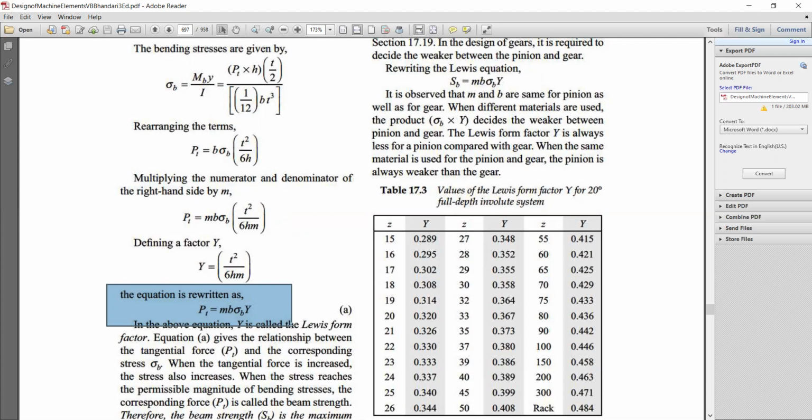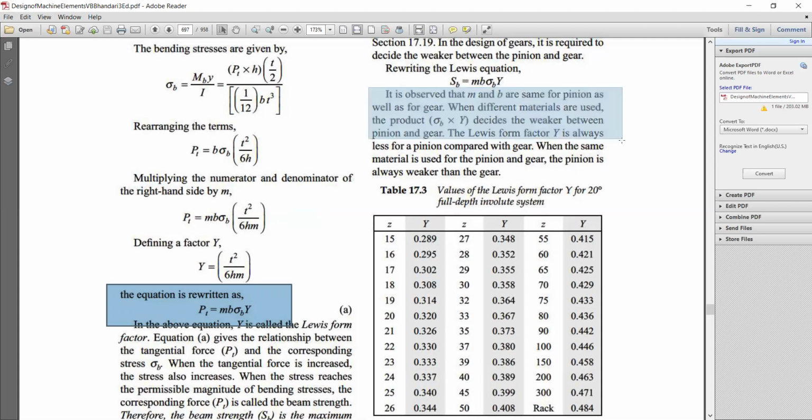Okay, so how can we find out? By multiplying y into sigma b, you have to find this out based on each material. So from this you get the bending strength. Every material has a different strength. So based on this you can get the value, and you can compare the value for both pinion and gear, and find out the actual value, that which one is weaker.